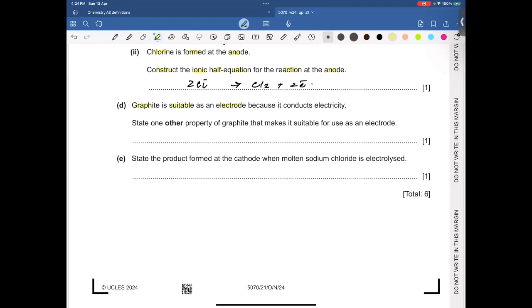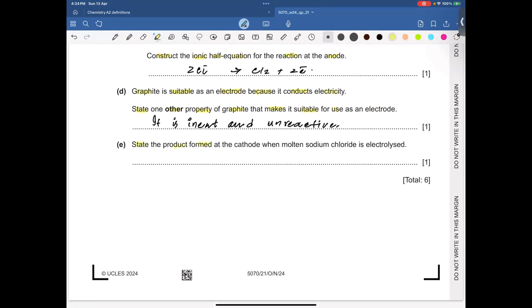Graphite is suitable as an electrode because it conducts electricity. State one other property of graphite that makes it suitable. It is inert, and unreactive. Inert, unreactive, it doesn't make any difference. आप दोनों में से कोई भी एक terminology use कर सकते हैं.